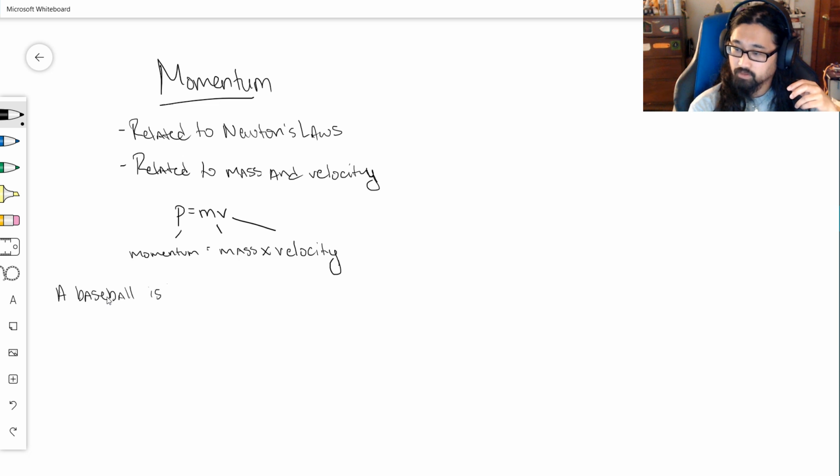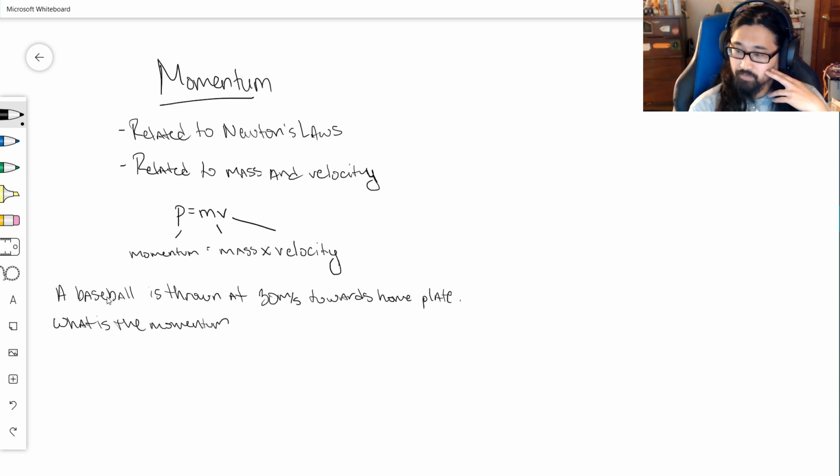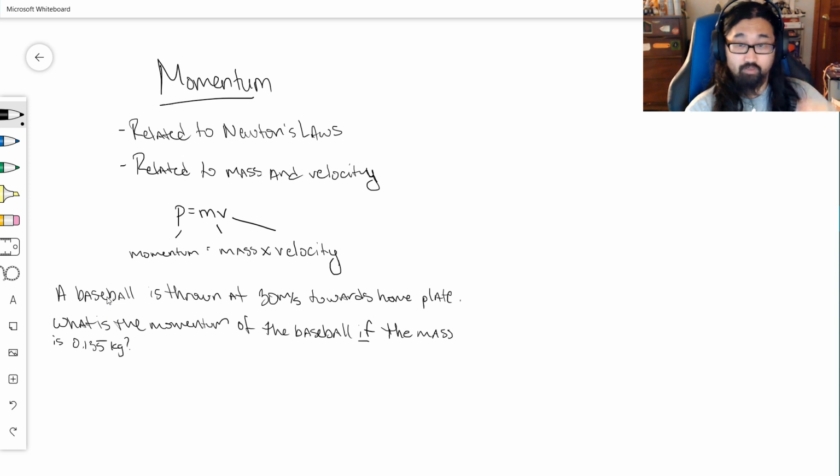A baseball is thrown kind of fast, let's say 30 meters per second towards home plate. What is the momentum of the baseball if the mass is 0.135 kilograms, right? And I picked a baseball because it's a common object, unfortunately, it has a weird mass.